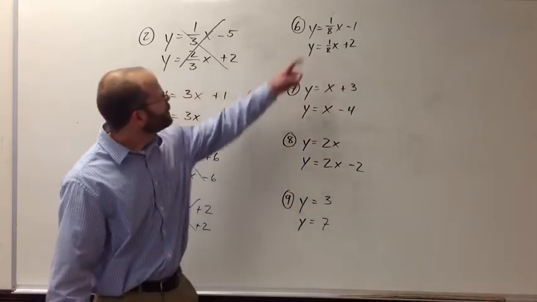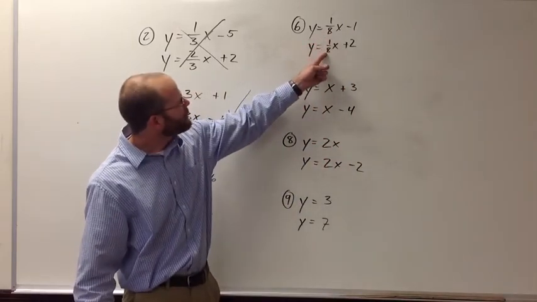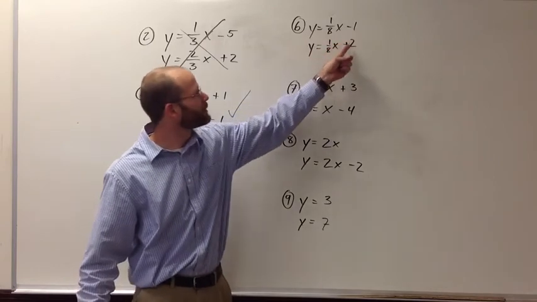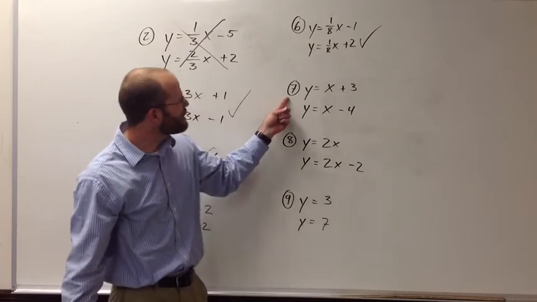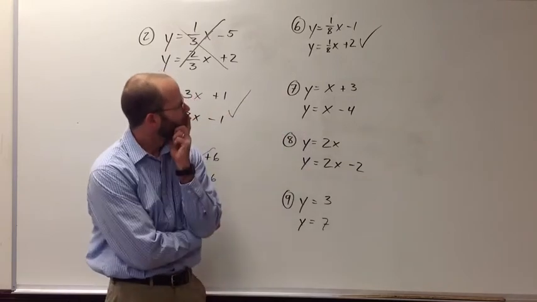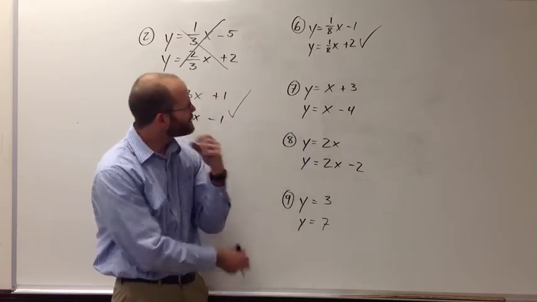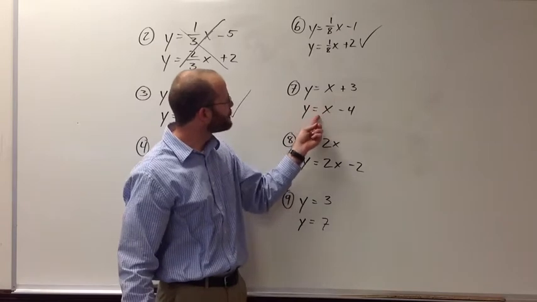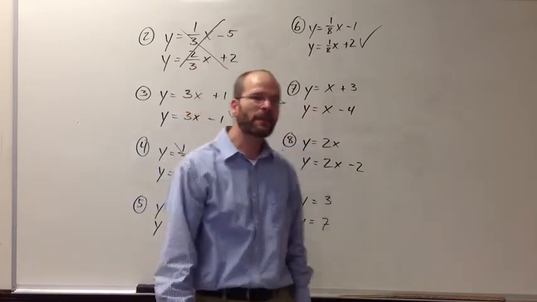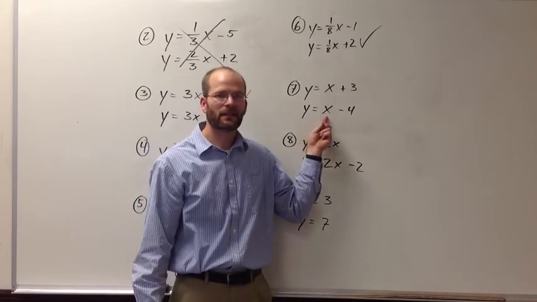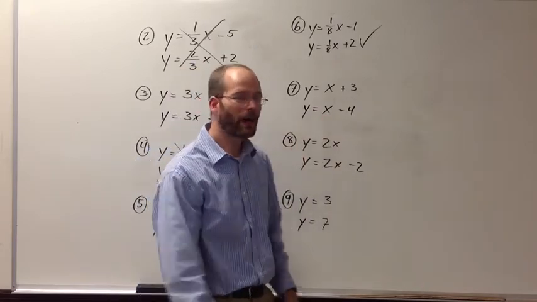Number 6, 1/8 is the slope on both of these. Same slope, different y-intercept. Those are parallel lines. Number 7 is a little bit different because the slope is not written in here. So we have to ask the question, what must the slope be? What number is being multiplied by x here? The answer to the question is the number 1.